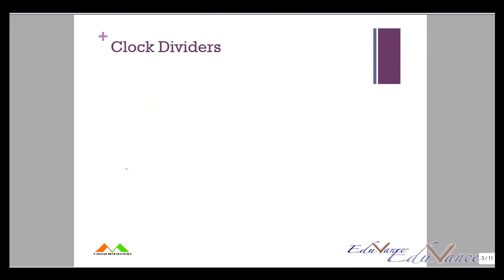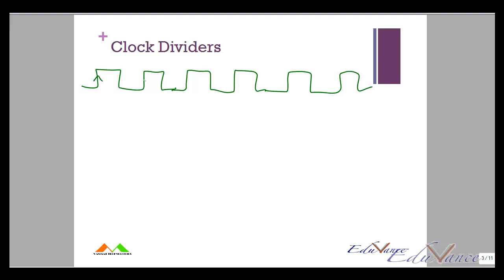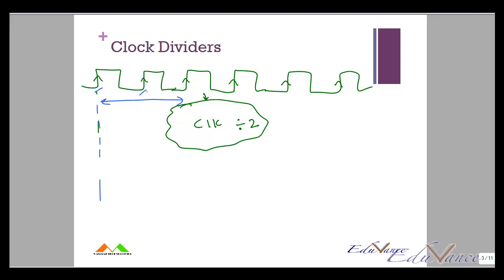So what is a clock divider? If I have a clock signal, let's say these are the rising edges, and I put it through a circuit such that I would like to divide the clock by 2, so that for every one positive edge of the new clock, the old clock has 2 positive edges. Or the other way around, for every 2 positive edges, my new clock has just 1 positive edge. Like this.